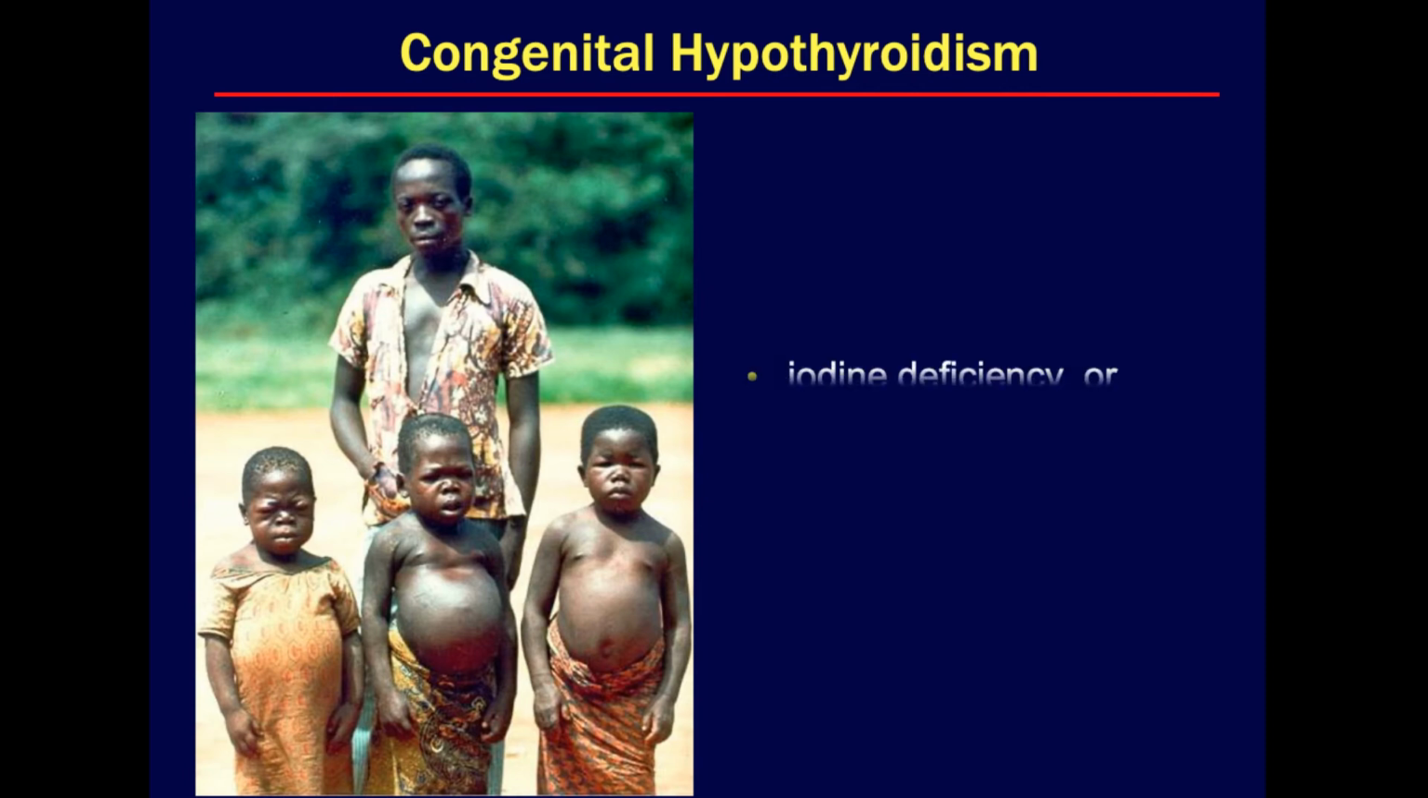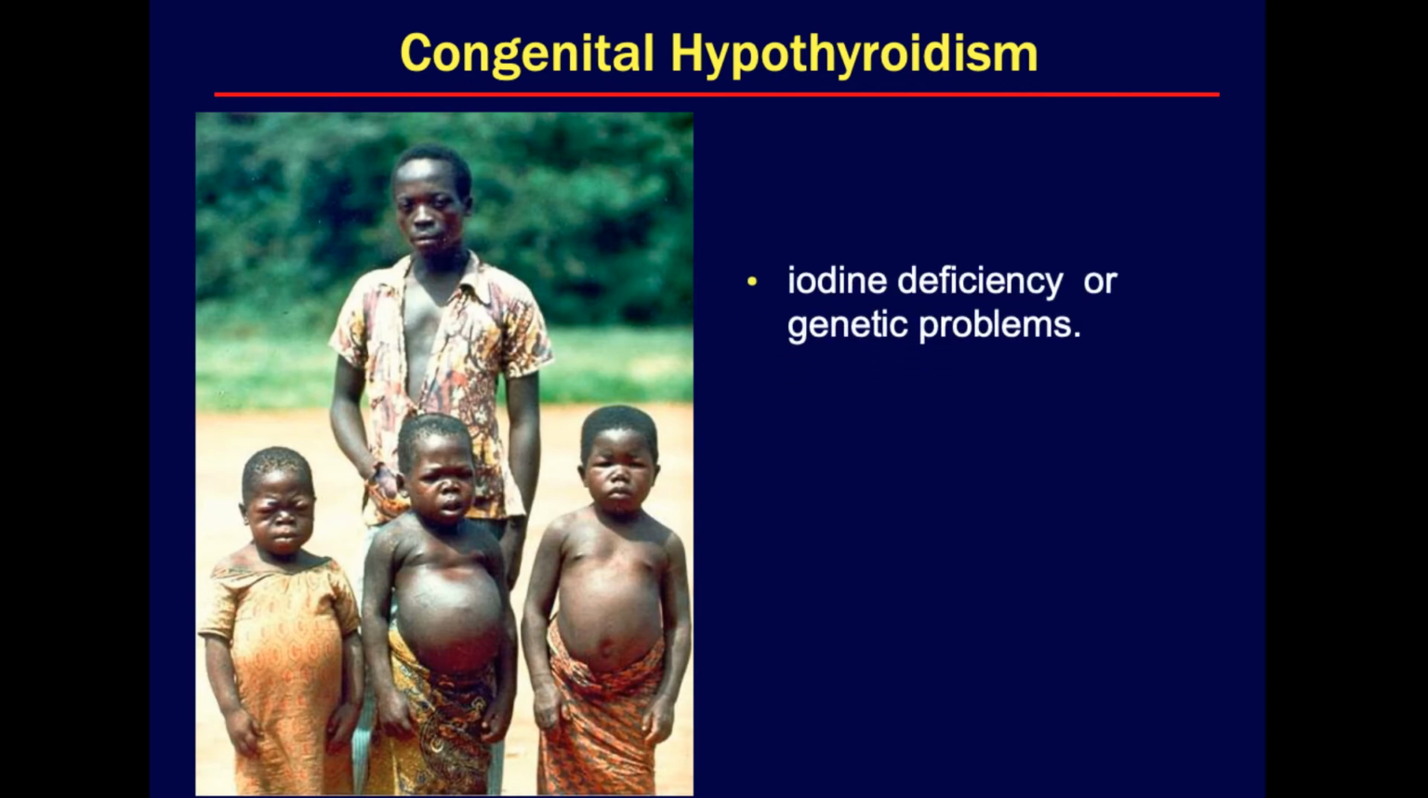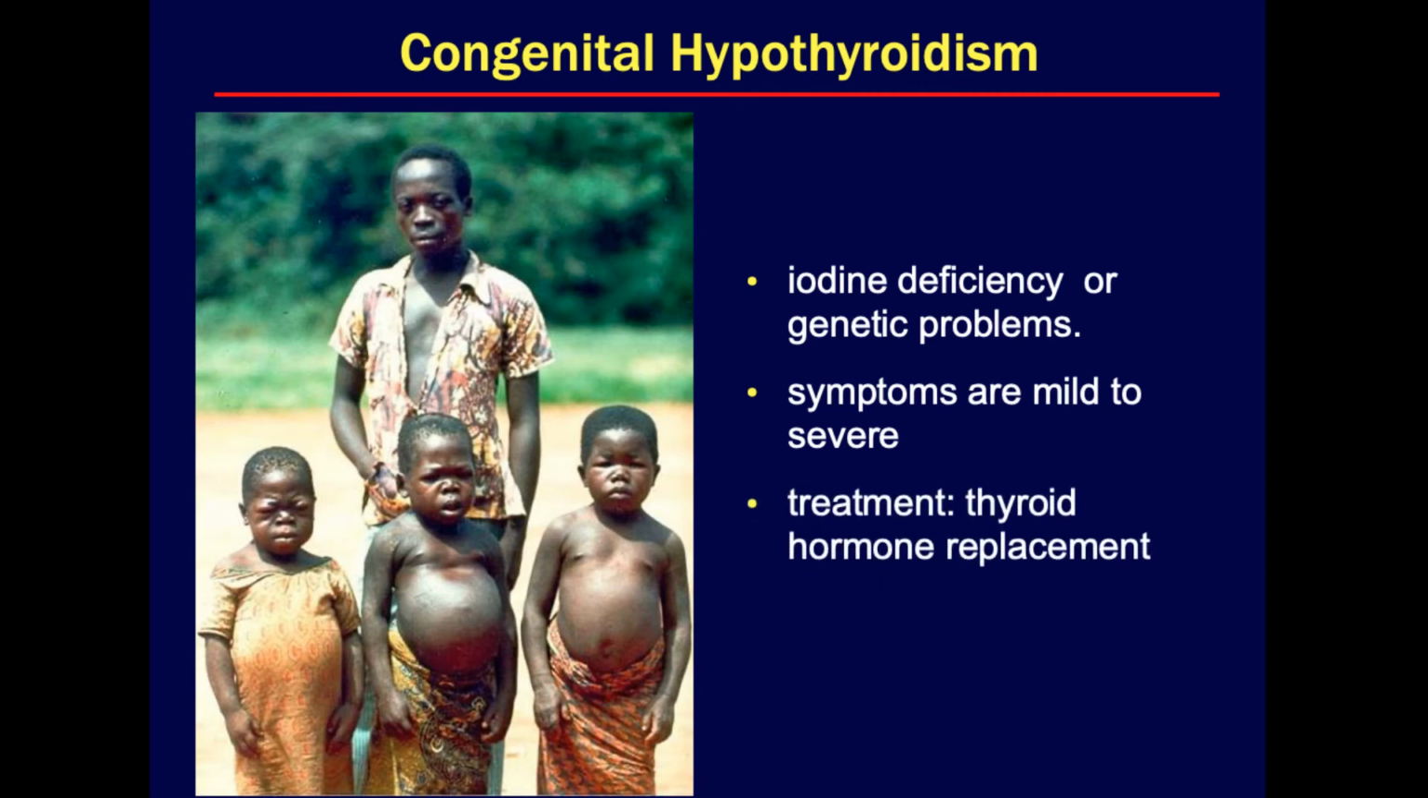There's also congenital hypothyroidism, and this can be a genetic issue or an iodine deficiency. And notice how swollen these little kids' stomachs are. They have what we call ascites, and that's because of inappropriate protein production. They don't produce enough protein. And then also notice the swelling in the face, especially right here. So congenital hypothyroidism, the symptoms can be mild to severe. Of course, the treatment for any hypothyroidism is replacement of the thyroid hormones.